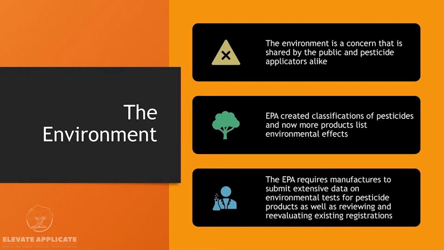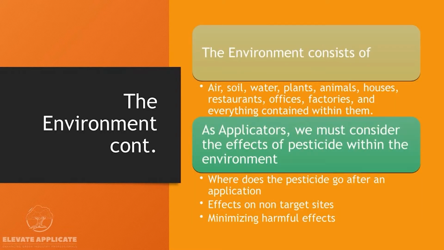The EPA created classifications of pesticides, and now more products list environmental effects. The EPA requires manufacturers to submit extensive data on environmental tests for pesticide products, as well as reviewing and reevaluating existing registrations, right? So they're always monitoring products that are on the market for us to use.